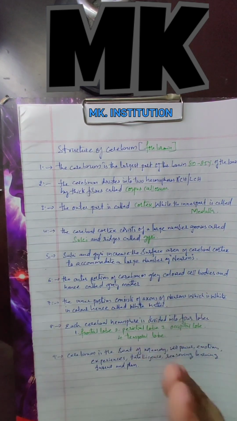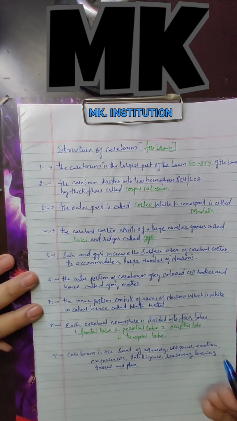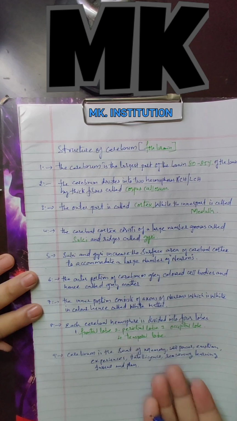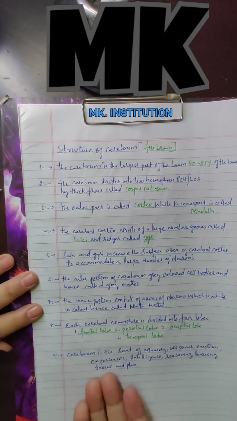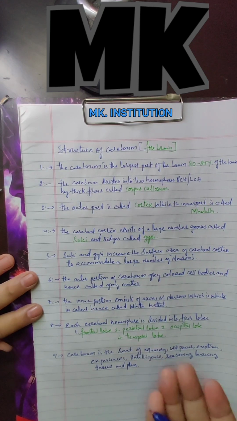So that indicates this image is already there in the brain, and that is possible because of the cerebrum. That is the reason the cerebrum is called the seat of memory, willpower, emotions, experience, intelligence, reasoning, learning, invent, plan. Clear? Memory: whatever you learn before your examination, during the examination you will once again recall all that and you will write it.